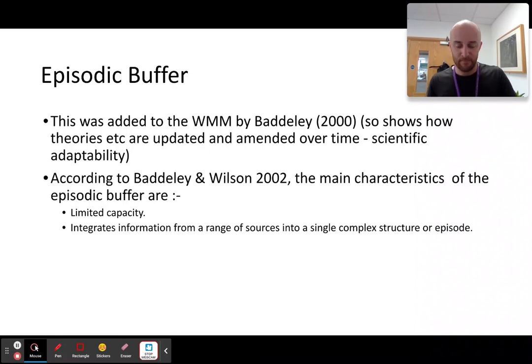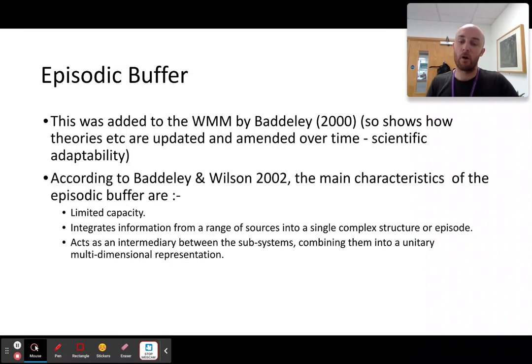But what it does, as I said earlier, is integrate information from all the slave systems into one memory. I'll say that again because this is pretty much the main role of the episodic buffer. It takes information from the phonological loop, it takes information from the visuospatial sketchpad, and it combines it into one memory before moving it on to long-term memory. And that is pretty much its role. If you want to go proper posh with it, it combines them into a unitary multi-dimensional representation of a memory. Nailed it.